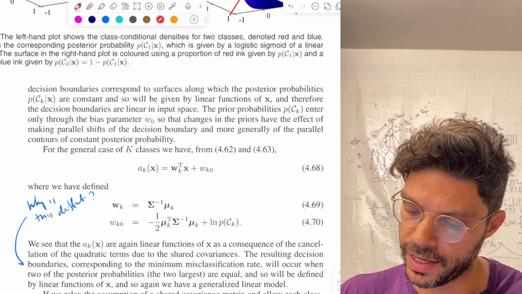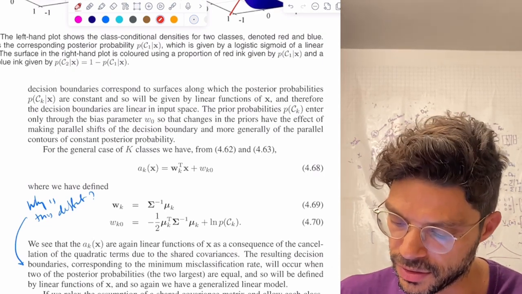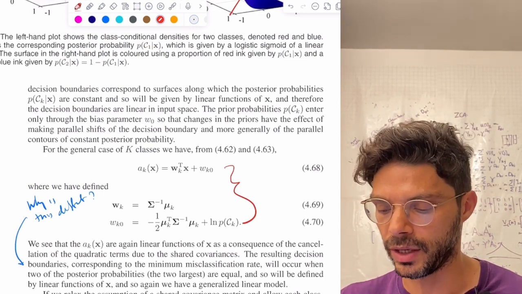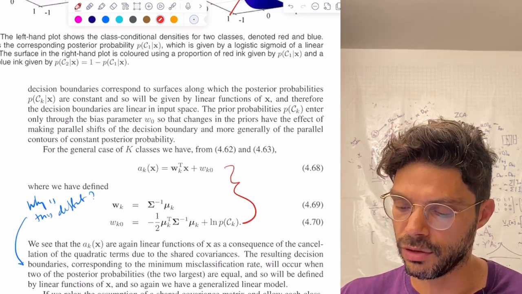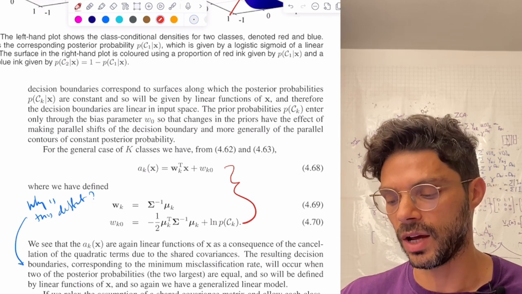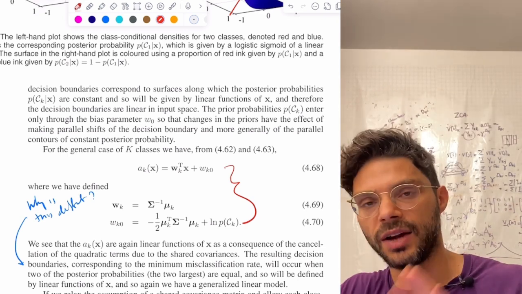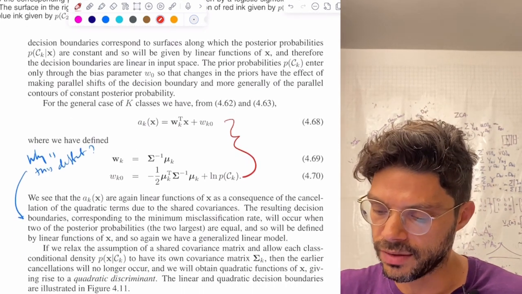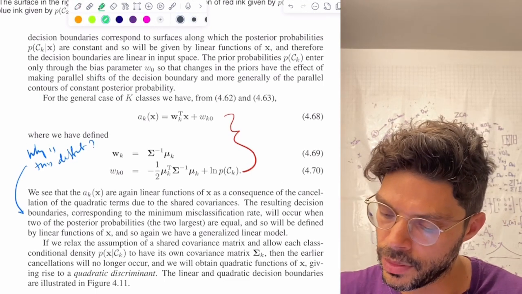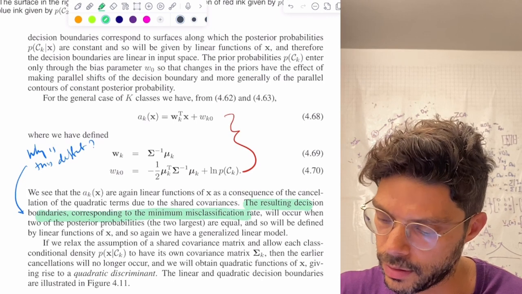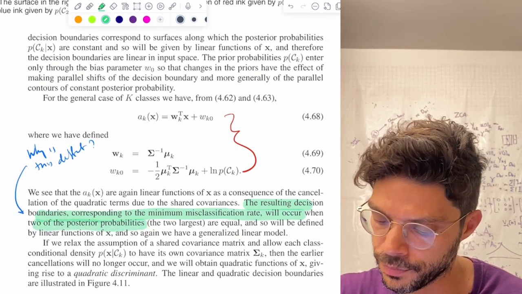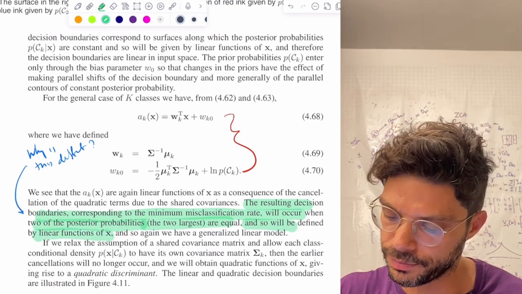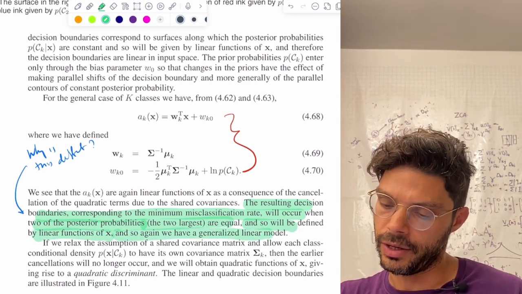There we go. For the general case of K classes, the only confusing thing is that the A's and the W's start becoming a little bit different. You want this to correspond, when K is equal to 2, to the previous case that we had, and it doesn't quite, just because he's parameterized it slightly differently. The formulas are correct. The key point here, and we'll go into it together, is that the resulting decision boundaries correspond to the minimum misclassification rate, and will occur when the two largest posterior probabilities are equal, and so will be defined by linear functions of X.